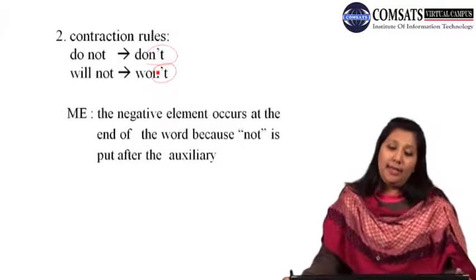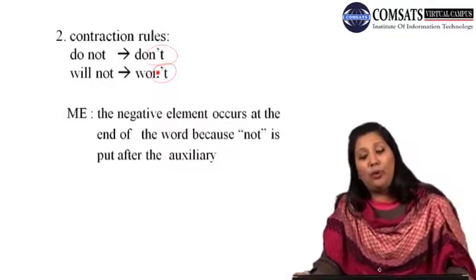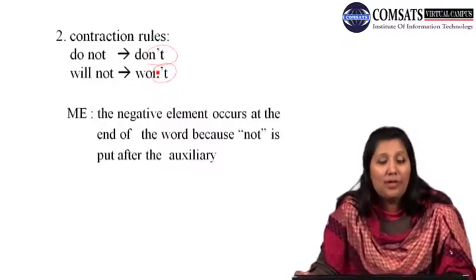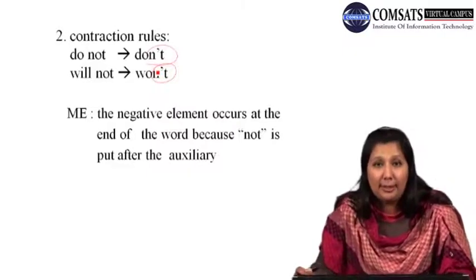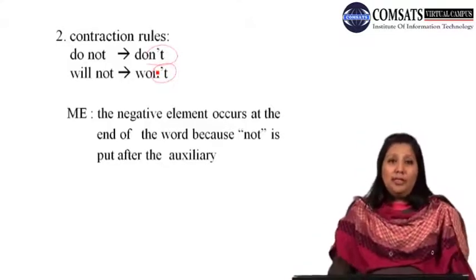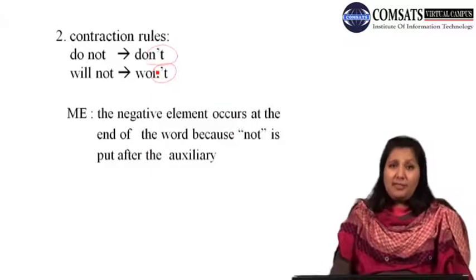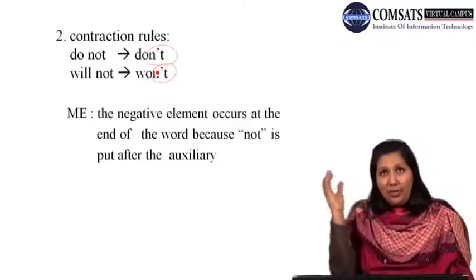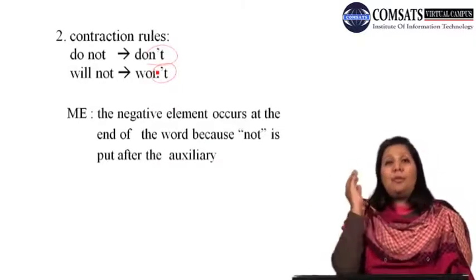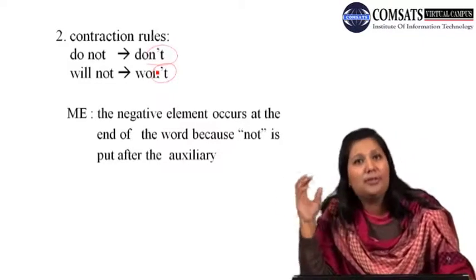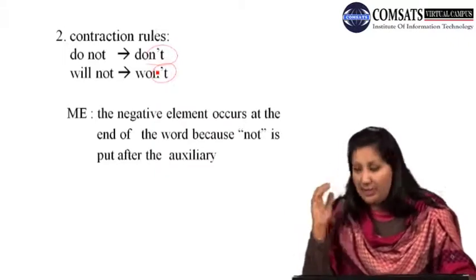Middle English. The negative element occurs at the end of the word because not is put after the auxiliary. Yes, we have noticed the examples, we have noticed the syntactical changes that a few time before, or in the Middle English period, towards the Renaissance, in the early modern English period, it was the trend that not was put after the auxiliary verb. Or same was the case with the prepositions as well, that the prepositions were kept towards the end of the complete sentence.